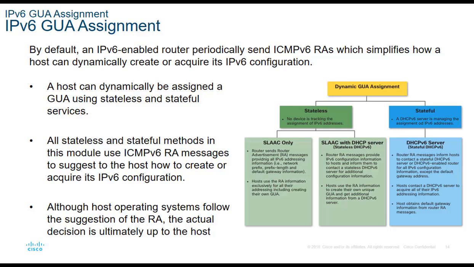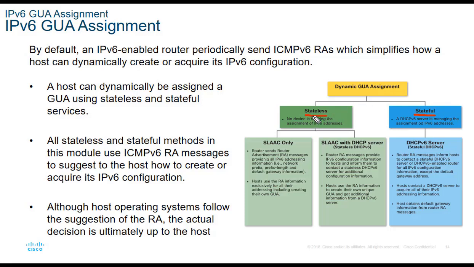Now, although most operating systems follow the suggestion of the RA, the actual decision is ultimately up to the host itself. Have a look at this diagram on your right-hand side. We have dynamic GUA assignment. Notice there are two ways GUA can be assigned. It can be assigned via stateless, which basically means no device is tracking the assignment of IPv6 addresses, or it's stateful. You have a DHCPv6 server that is responsible for assigning the address as well as managing the IPv6 address. So, stateless and stateful.